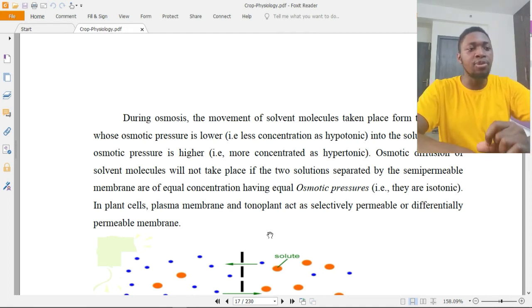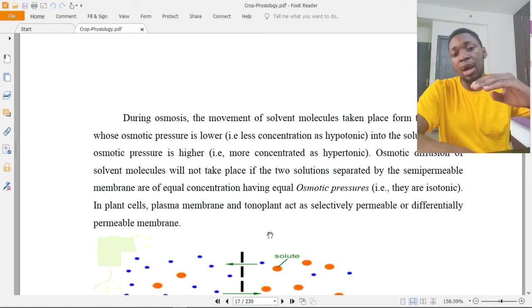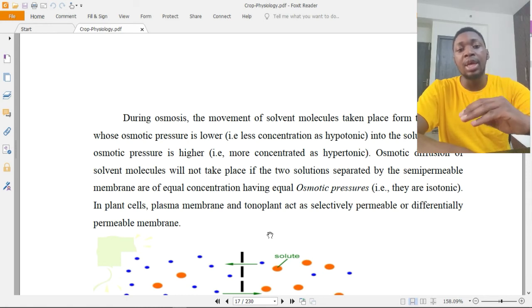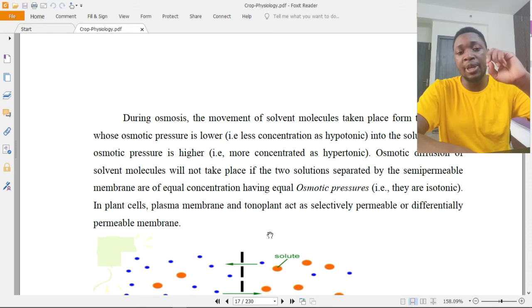Osmotic diffusion of solvent molecules will not take place if the two solutions separated by the same membrane are of equal concentration, have equal osmotic pressure. So when these two solutions are of equal concentration, meaning the diffusion cannot take place, this is known as isotonic. This is termed as isotonic.